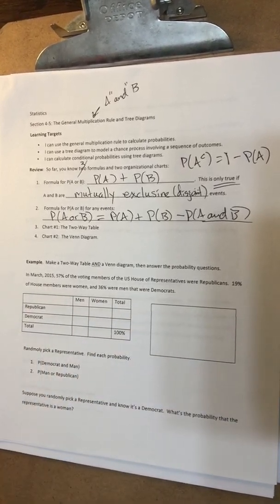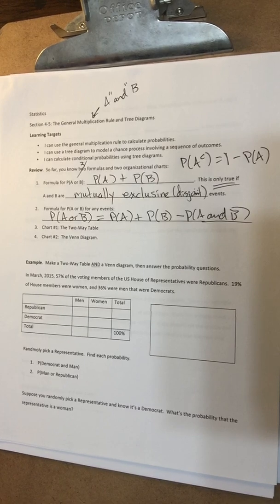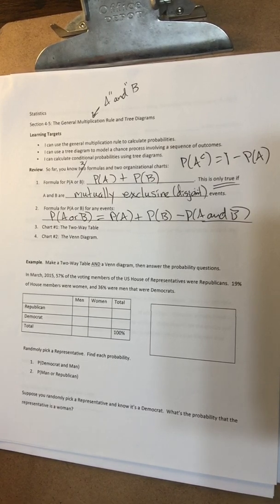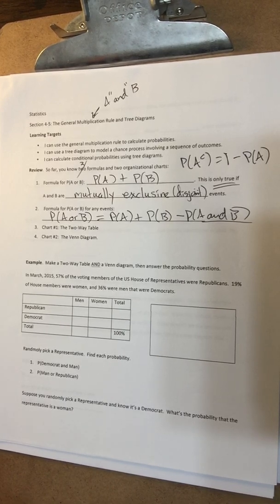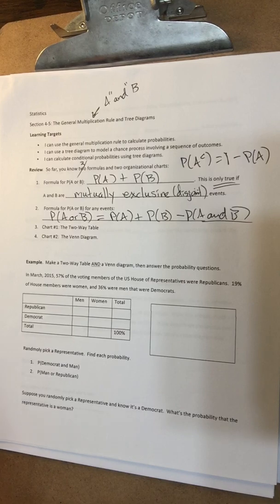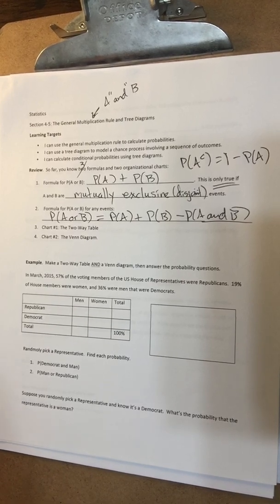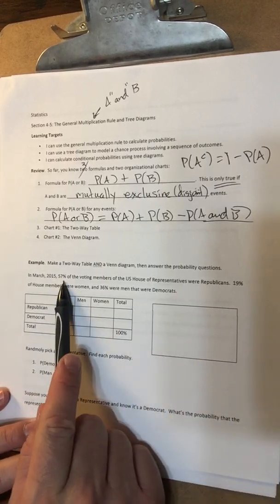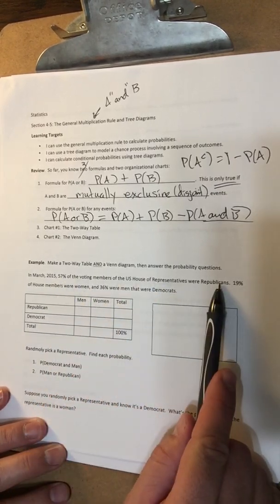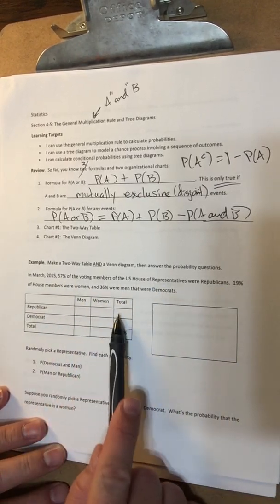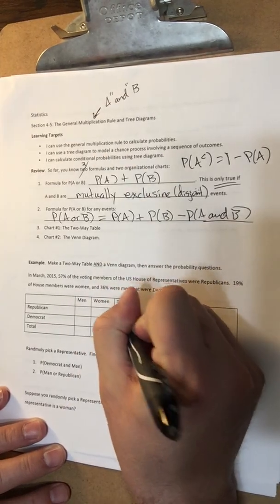Okay, so we have a two-way table, we have a Venn diagram, and instead of making you go to the book, apparently I was nice enough to actually type this one out. In March 2015, 57% of the voting members of the U.S. House of Representatives were Republican. 19% of the House members were women, and 36% were men that were Democrats. Okay, so I got to take that information and figure out what's going on here. 57% of them were Republicans, so I go to Republican, and that's a total number over here, 57%.